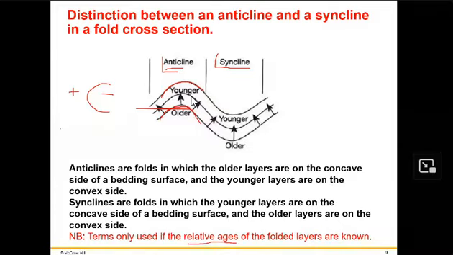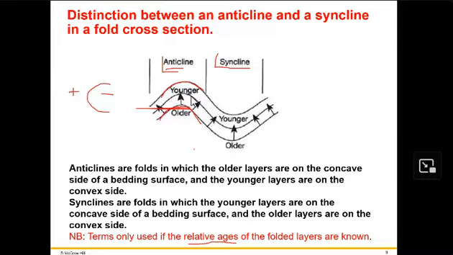Are we still together? So the older beds are on the concave side, and the younger beds are on the convex side for an anticline. But for a syncline, the opposite is the case because the younger beds are now on the concave side, and the older beds are now on the convex side of the fold. Do you understand this? No, sir. Please say that again, sir.